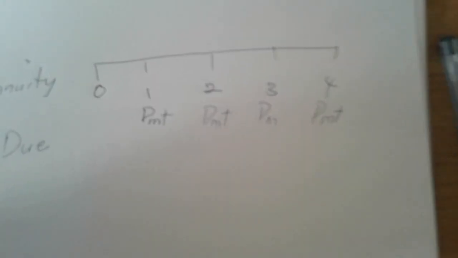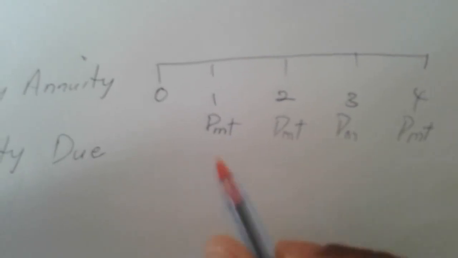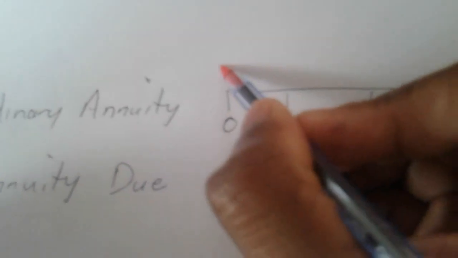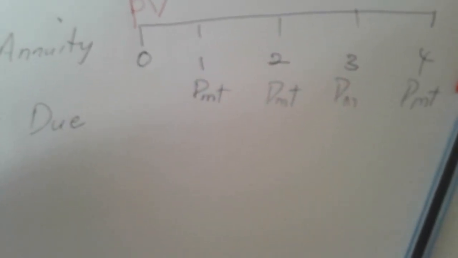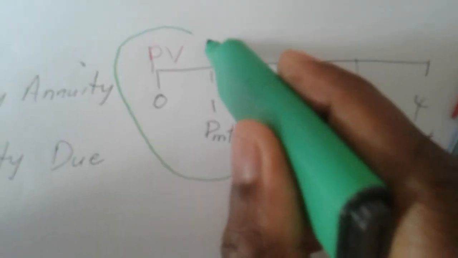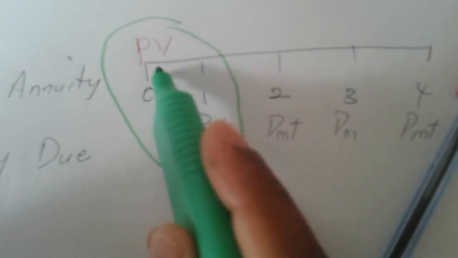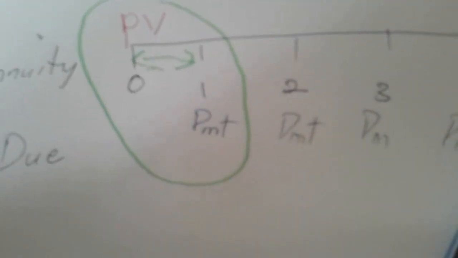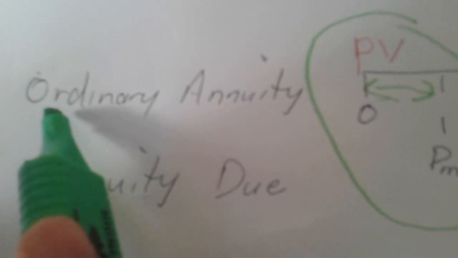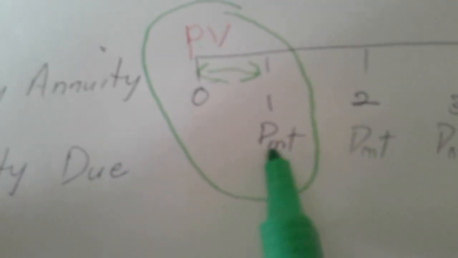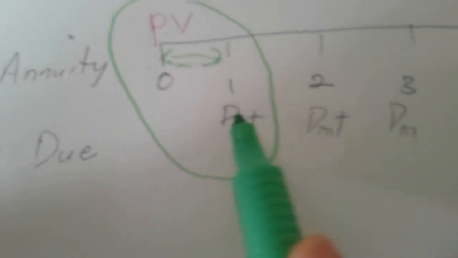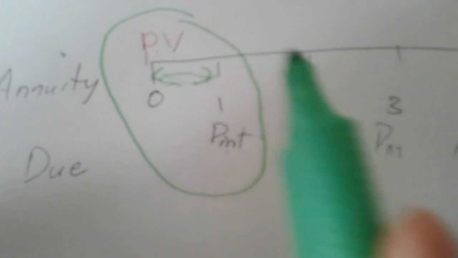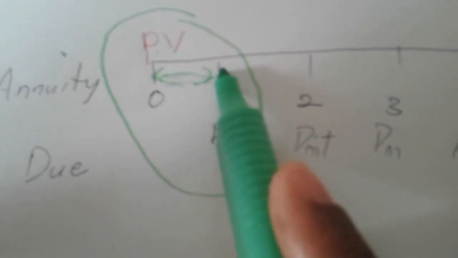Now let's look at two things. If you have got your PV and this is an ordinary annuity, you are going to put your PV at 0, so that your PV and your first payment are 1 period apart. Once you've got this scenario, it means you are dealing with an ordinary annuity. When your PV and your first payment are not 2 periods, but 1 period apart. And what do you mean by 1 period? If these are monthly, this must be a month. If these are yearly, this must be a year.